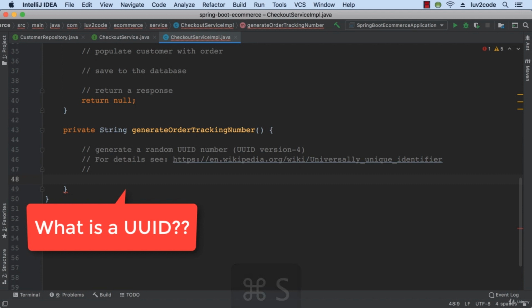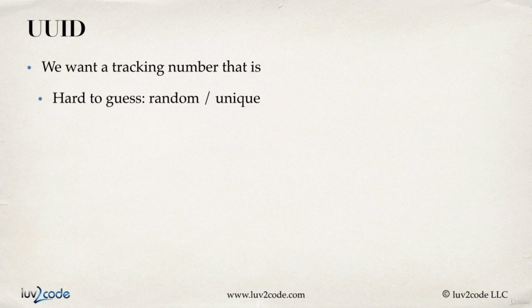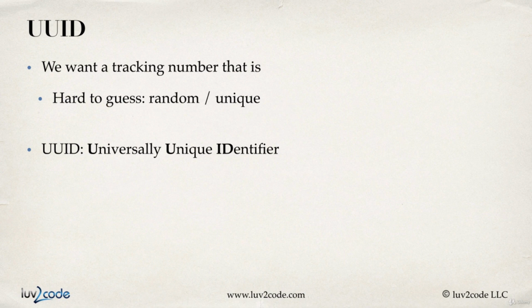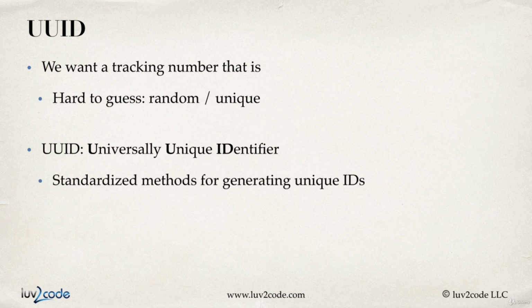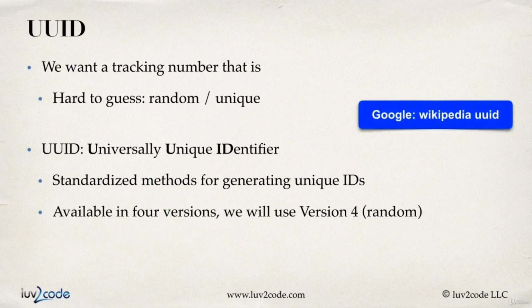All right, no problem. Let's swing over for a second and have a quick discussion about the UUID and how we're going to use it in our application. Recall that I want a tracking number that is hard to guess, random, unique. So we'll make use of this UUID, the universally unique identifier. It's a standardized method for generating unique IDs. It's available in 4 different versions, and we'll make use of version 4, which will generate a random UUID number for us.